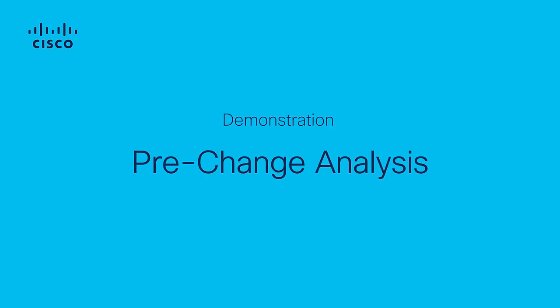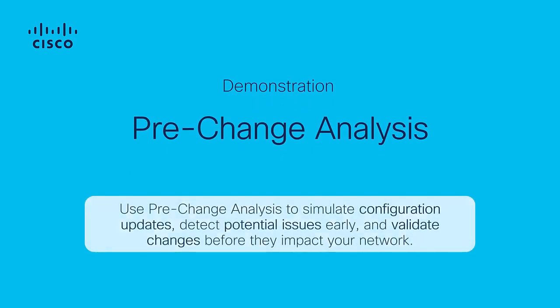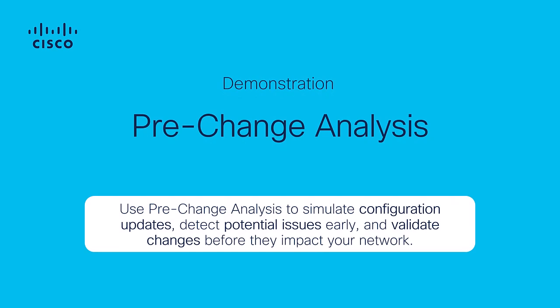Pre-change analysis, or PCA, in Cisco Nexus Dashboard lets you simulate changes before deployment, helping you identify potential issues in advance and fix them before they cause downtime. It compares your intended changes to a known good snapshot, helping you catch problems early and deploy with confidence.